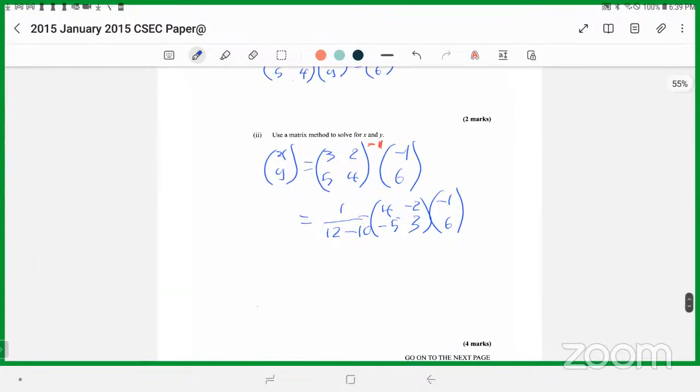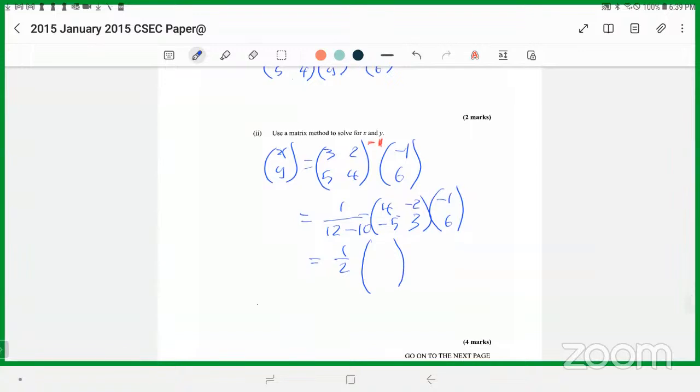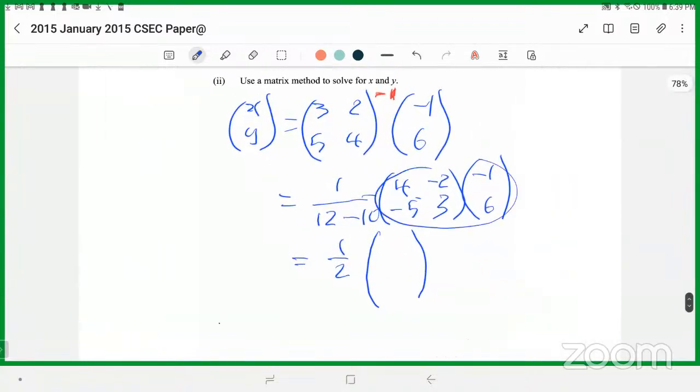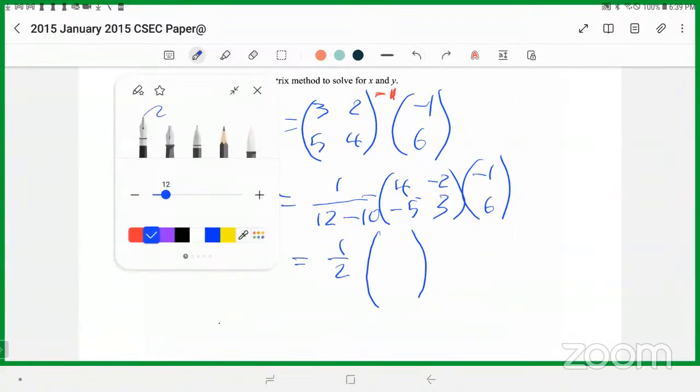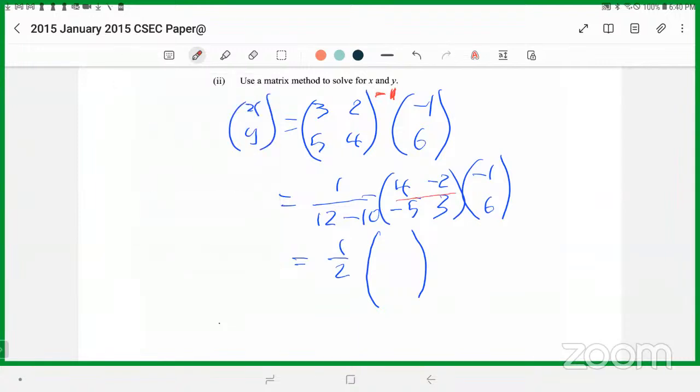And this becomes a 2 under here, but I usually leave that for last. I put 1 over 2, and I will actually multiply this out and get a column matrix. We multiply this out, right? So we multiply by taking the rows of this first matrix and multiplying by this one column. So we're going to get these two values.